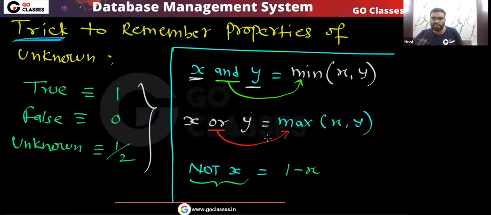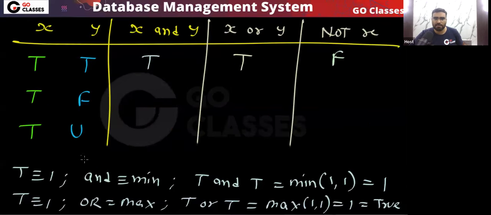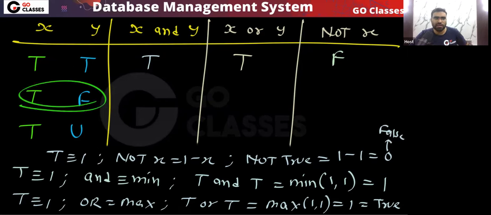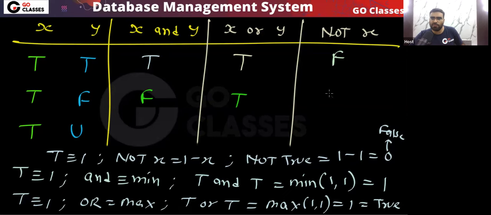So you can just apply this trick. Not of x is 1 minus x. So if I ask what is not true, that will be 1 minus 1, which is 0, and 0 means false. Very simple. Now you tell me true and false. That you already know, false. True or false will be true. Negation of true will be false.